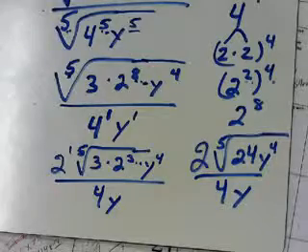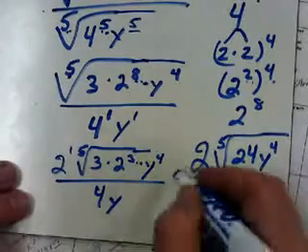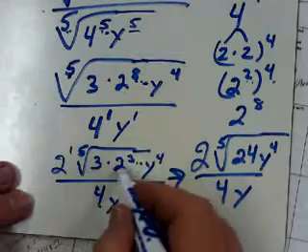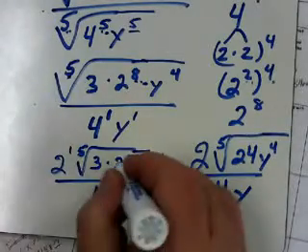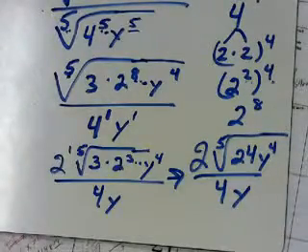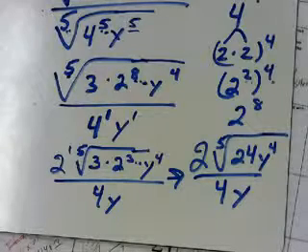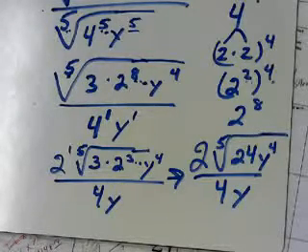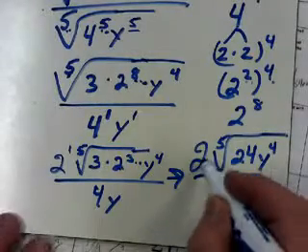Right? So I went from here to here because this 2 to the 3rd was an 8. 8 times 3 is 24. I'm not done. You're going, oh my God, is this going to go on forever? No. This is a whole number 2. This is a whole number 4.